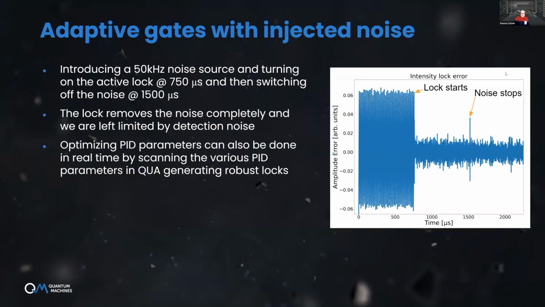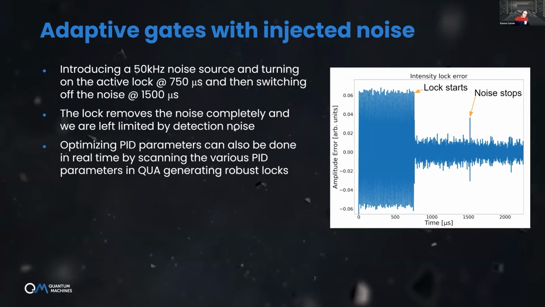So just to stress test this, I'm introducing now 50 kilohertz of noise on my signal, on my Gaussian train. And here where it says lock starts is where I'm turning on this PID and I'm reducing the 50 kilohertz noise. And this is where the noise stops, this jump. And so just to show that I'm limited by the detection noise floor, which wasn't great, but 50 kilohertz is well within the bandwidth of the PID.